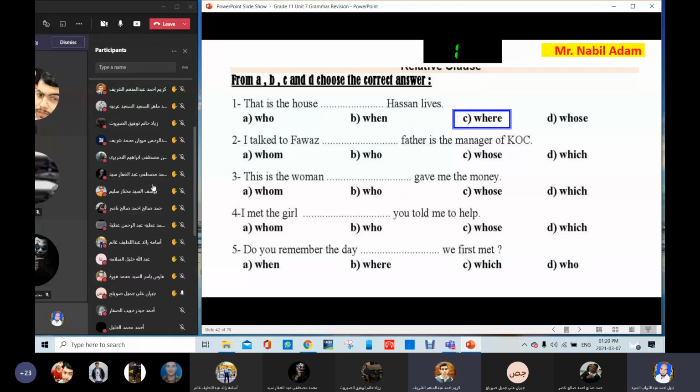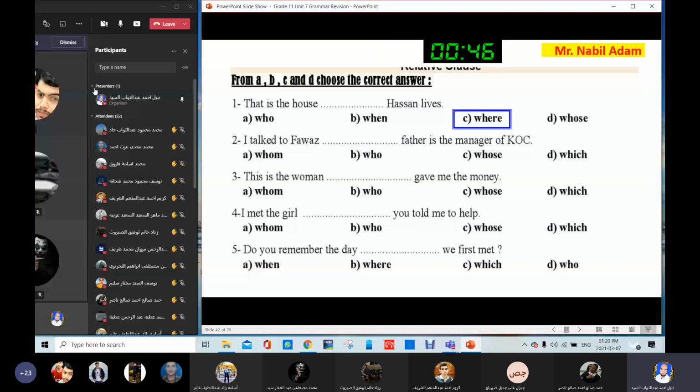I took it to Fawaz, whose father is a manager of KOC. KOC, Kuwait Oil Company. Thank you, Kareem. Muhammad Mahmoud, number three. This is the woman who gave me the money. Muhammad Mahmoud, we can use another one.